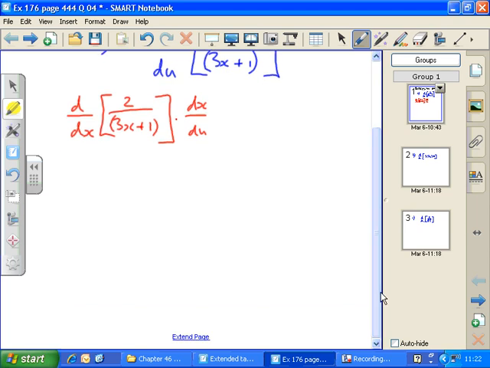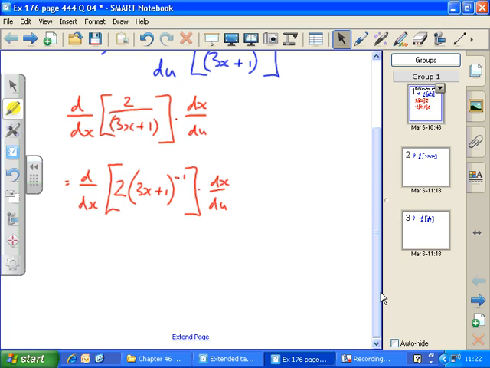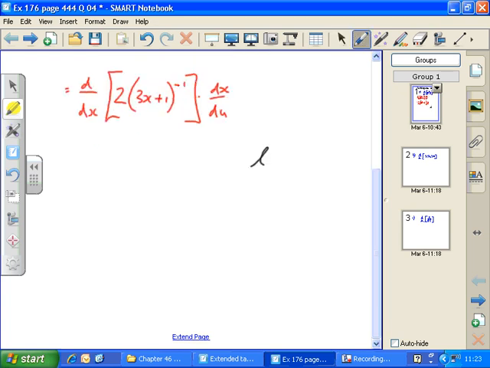We need to recognize that 2 over is the inverse of 3x plus 1, so this equals d by dx of 2 times 3x plus 1 to the minus 1 multiplied by dx by du. And we need to use the chain rule to do this part of it. So what we do is we let v, say, equal the inner function, which is 3x plus 1. So dv by dx equals 3.